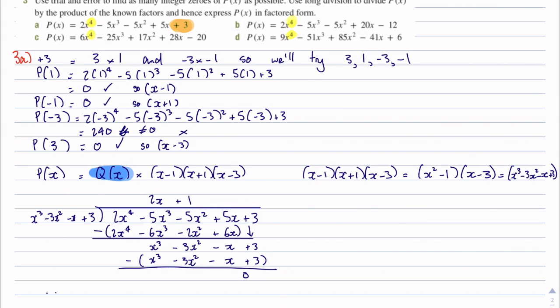So therefore, P of x is all these brackets, x take 1, x plus 1, x take 3. But we found the blue bit. The blue bit is 2x plus 1. All of the rest you're going to do like that.